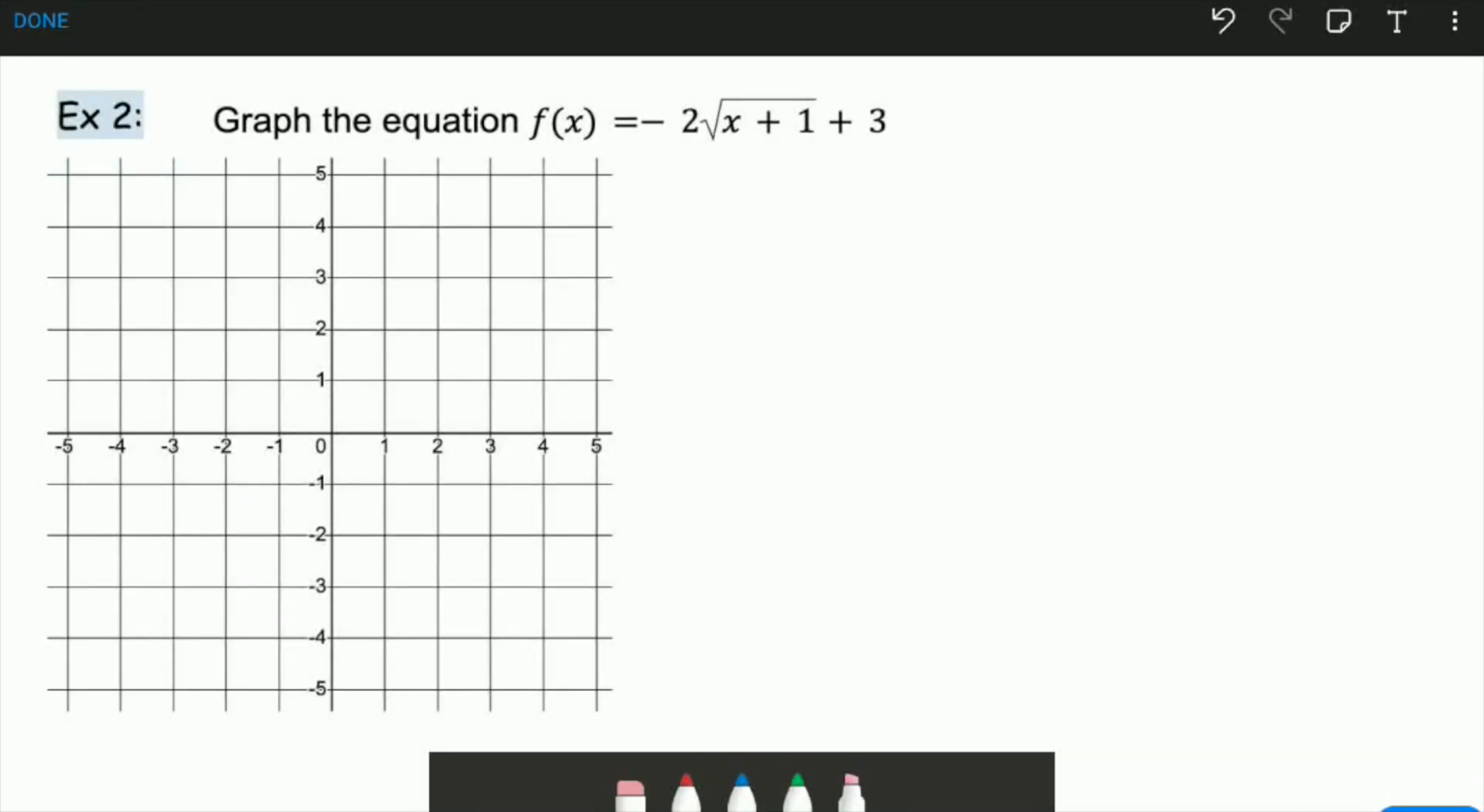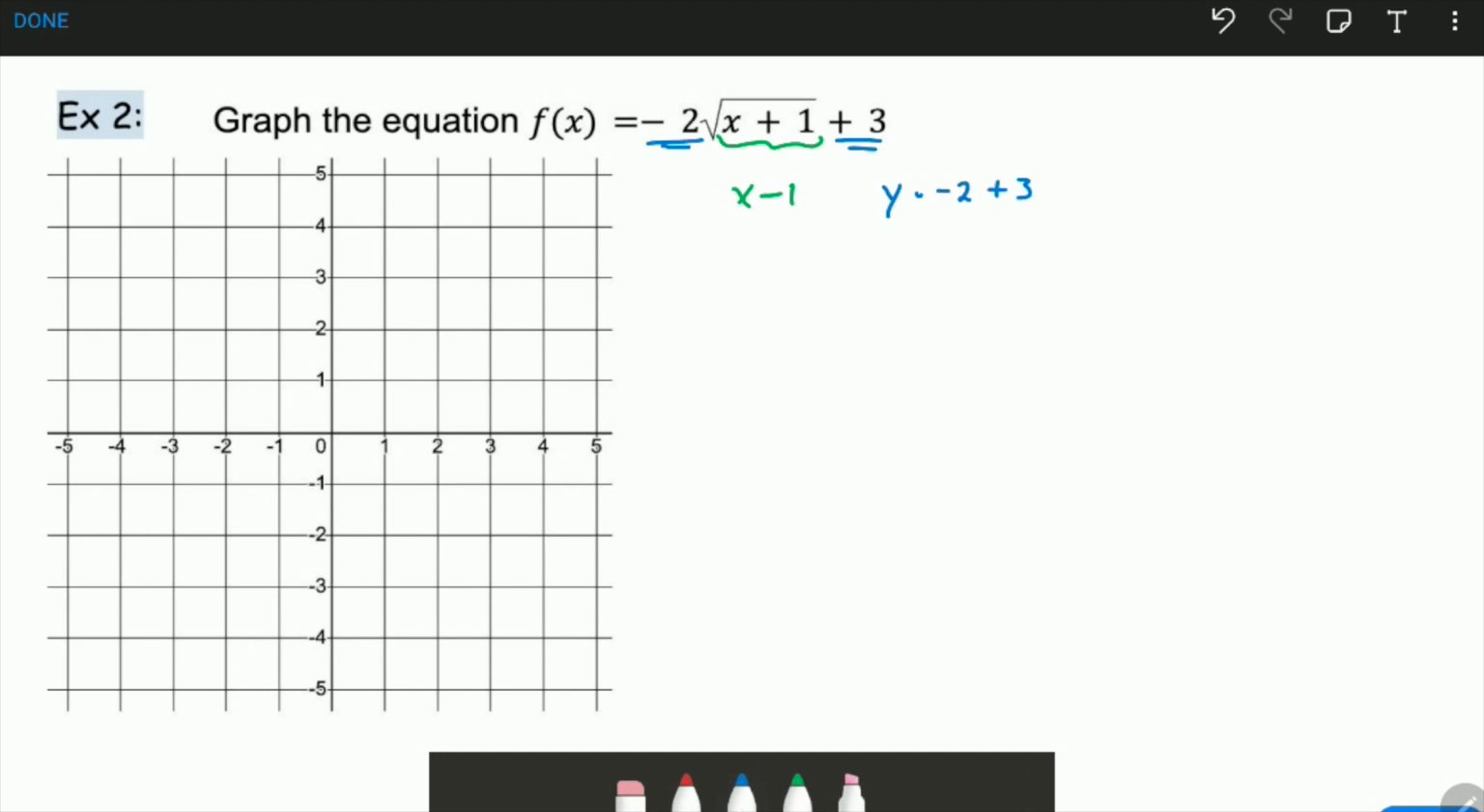Okay, our second example here, we have the equation -2 times the square root of x plus 1, and then on the outside, the plus 3. This is the same equation we looked at in the first example. But going through, so to graph it, we're going to still use our transformations. Inside x opposite, so we're going to have x minus 1, and outside y same, so we're going to have y times -2, and then plus 3.